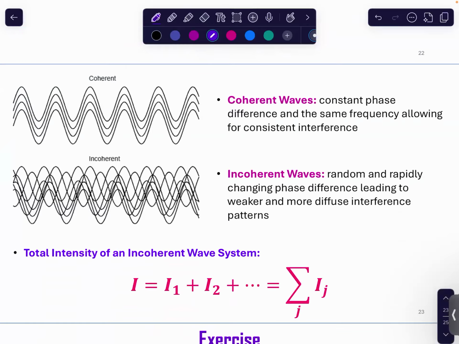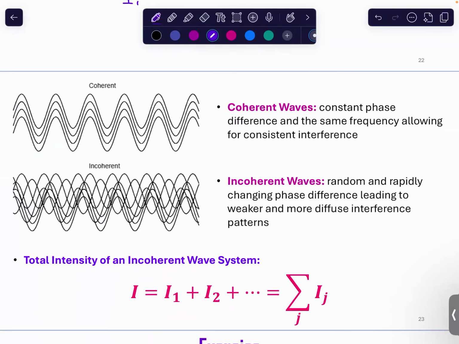So we can talk about coherent versus incoherent waves, because the total intensity of a system here is for an incoherent system. Coherent waves have a constant phase shift, so they're either in line or out of line at a constant phase shift, and they have the same frequency, allowing for consistent interference. Incoherent waves are pretty much the opposite of that, with rapidly changing phase shifts, which lead to weaker or almost no interference patterns at all. But if you have an incoherent system, your total intensity of the system is the sum of the intensity of each wave. So phase shift, you mean like your wavelengths?